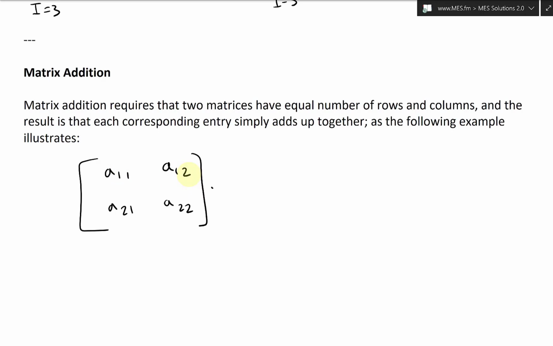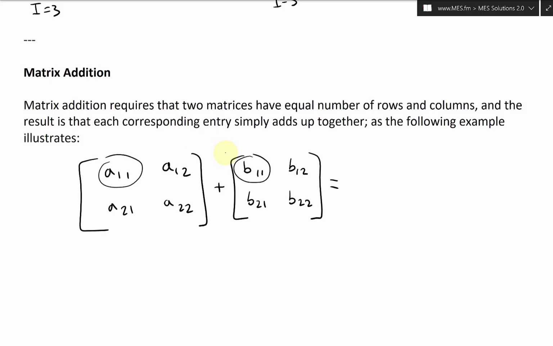And we're going to add this to a second matrix, B11, B12, B21, B22, like that. Alright, so now this equals, and basically we're going to add up each corresponding entry. In other words, this adds up with the corresponding one, because they're the exact same size, both 2 by 2.